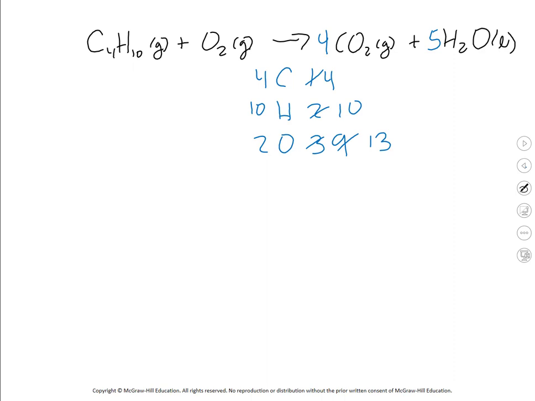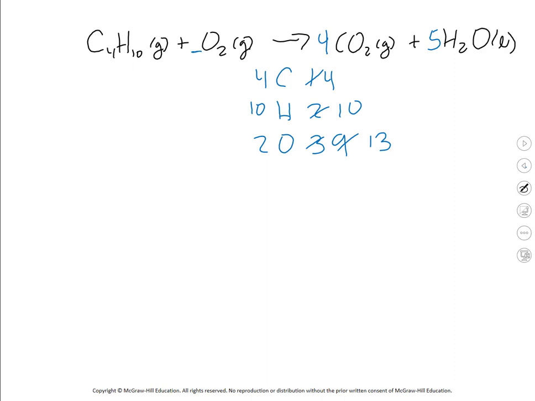Now here's where we have an issue. A balanced chemical equation uses whole number coefficients. I need 13 oxygens. On my reactant side, I have oxygen present as an O2. Can you get an odd number of oxygens from O2? Not using a whole number. We can't get it using a whole number.